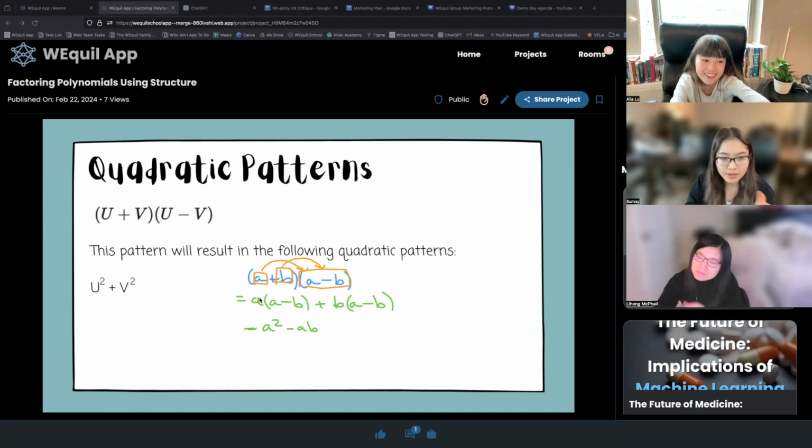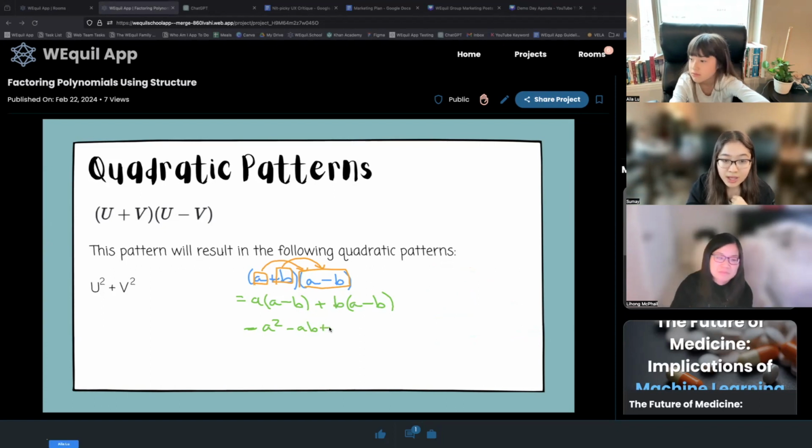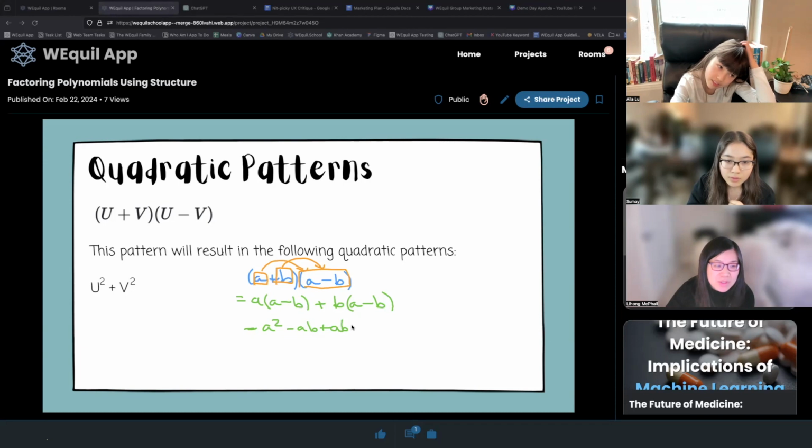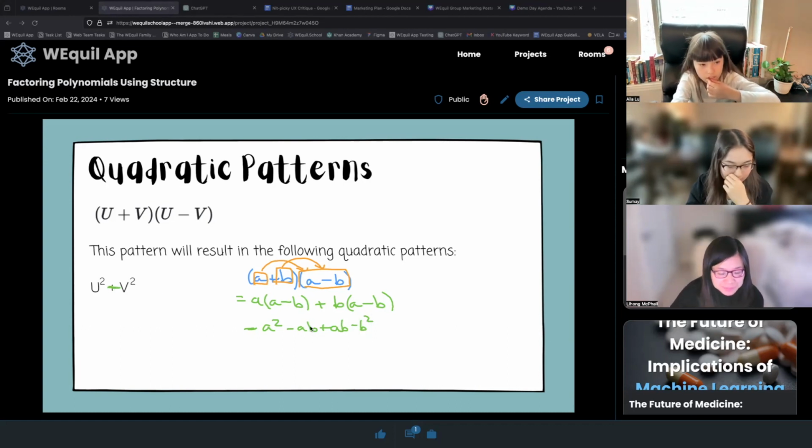All right. Okay, so A times A equals A squared. A times minus B equals minus AB. B times A equals plus AB. And then B times minus B is going to be minus B squared. So the answer should be A squared minus B squared. Yeah, this is wrong, so this needs to be minus B squared. I'll change that.